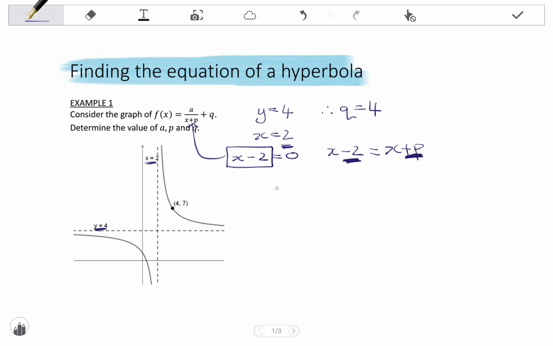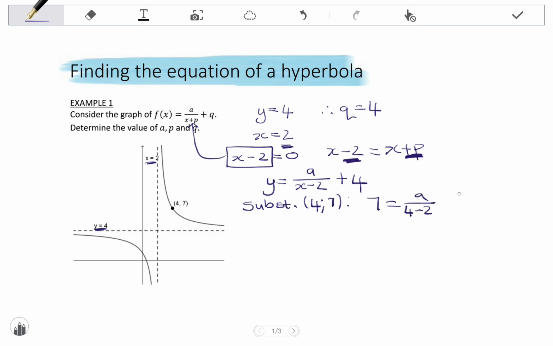Okay. Now, I write in this information into my formula. So I have y equals a over the denominator, which is now x minus 2. My q value is 4. Now, the only unknown is a. Now, if I have one unknown in an equation of a function, I have to substitute 1 point to solve for it. So I'm going to substitute the coordinates of the point that we're given. So substitute for 7. So y is 7 and x is 4.